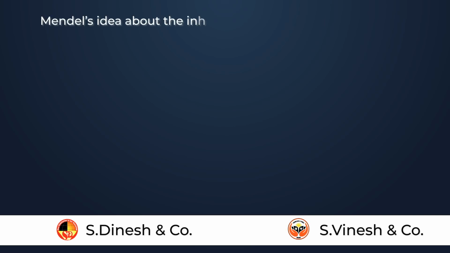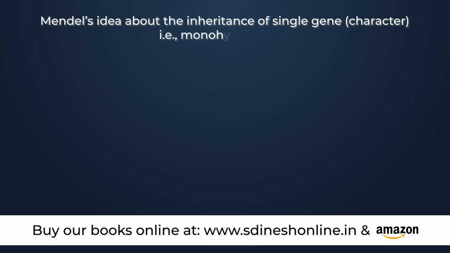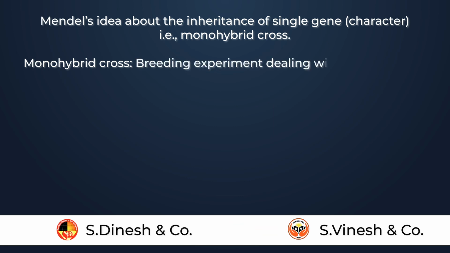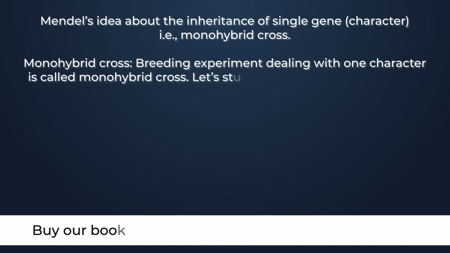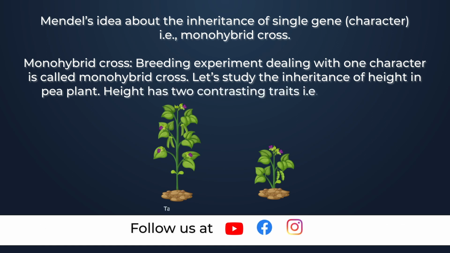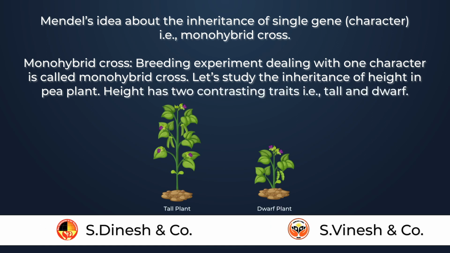Mendel's idea about the inheritance of a single gene, that is character, that is monohybrid cross. Monohybrid cross: a breeding experiment dealing with one character is called a monohybrid cross. Let's study the inheritance of height in pea plant. Height has two contrasting traits, that is tall and dwarf.